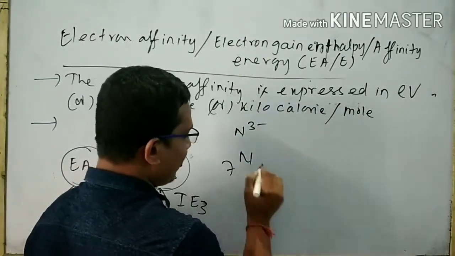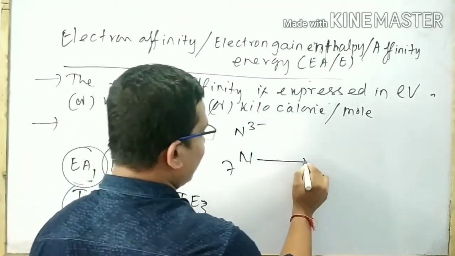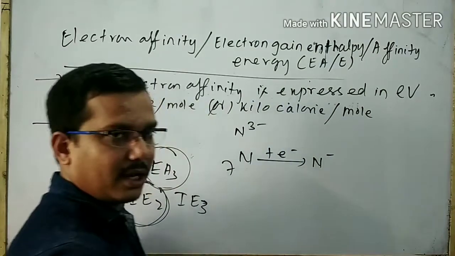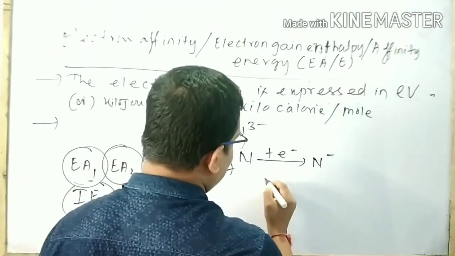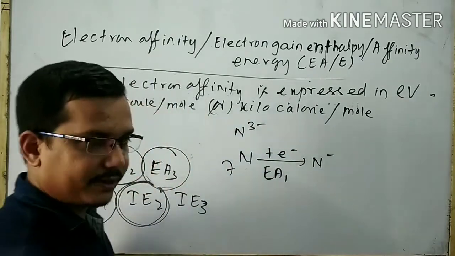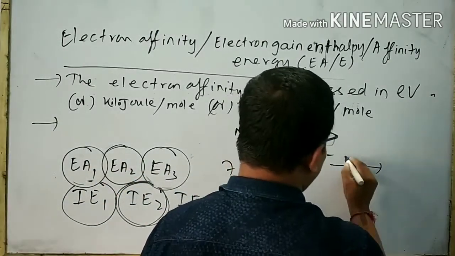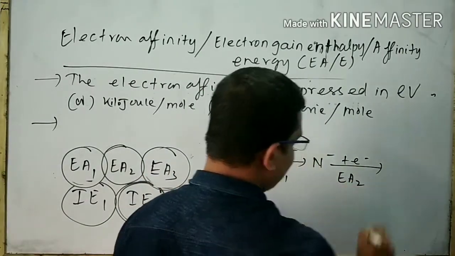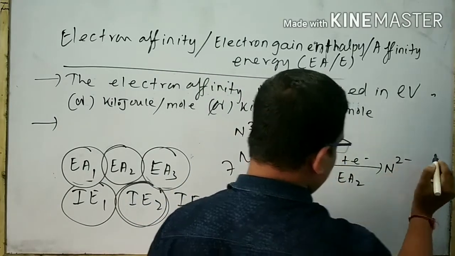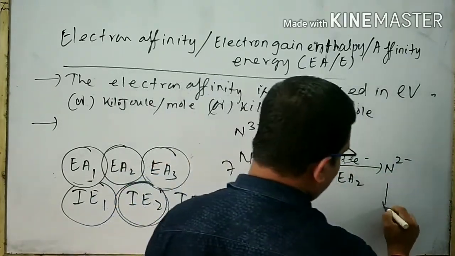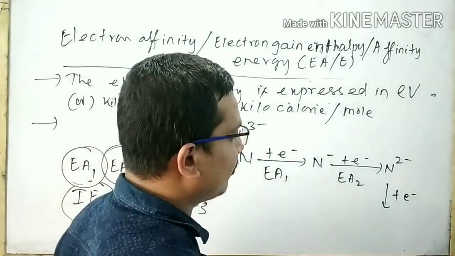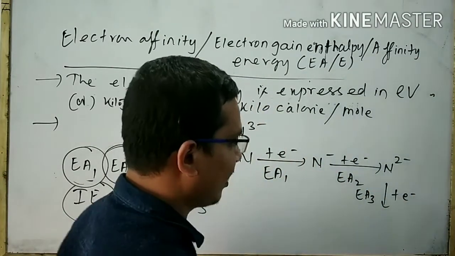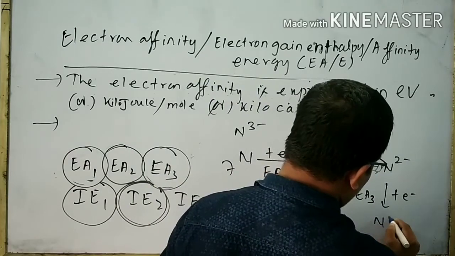Nitrogen has 7 electrons. Suppose 1 electron is added to nitrogen, it is converted into N minus, and the amount of energy released corresponds to EA1. Similarly, suppose a second electron is added, then the electron affinity is considered as EA2 and it is converted into N2 minus. Like that, you can also think about a third electron added to N2 minus, the electron affinity considered as EA3, and N2 minus is converted into N3 minus.